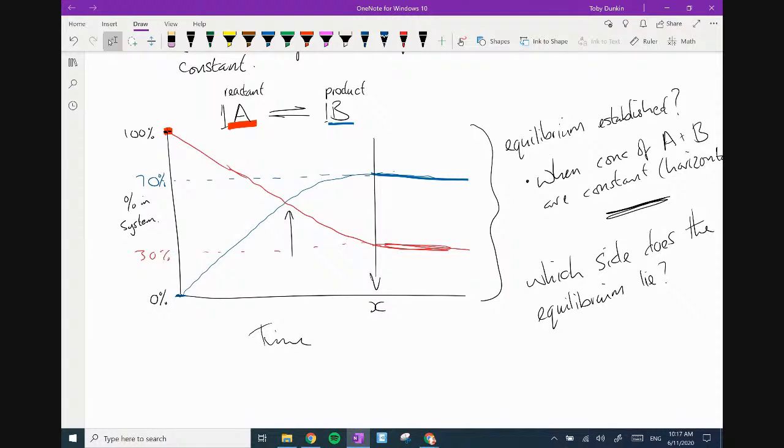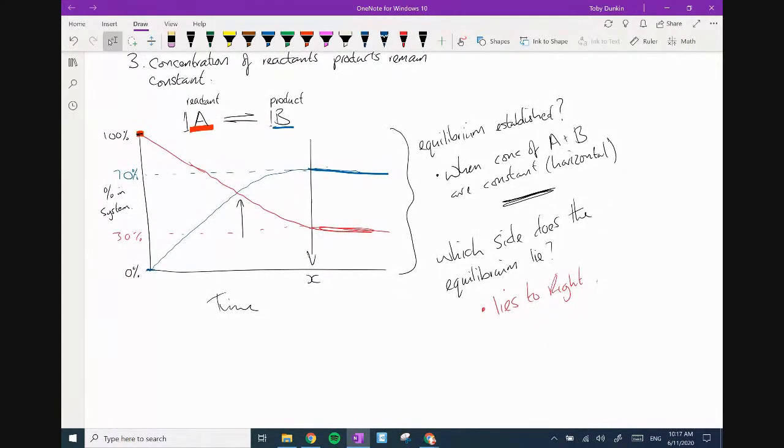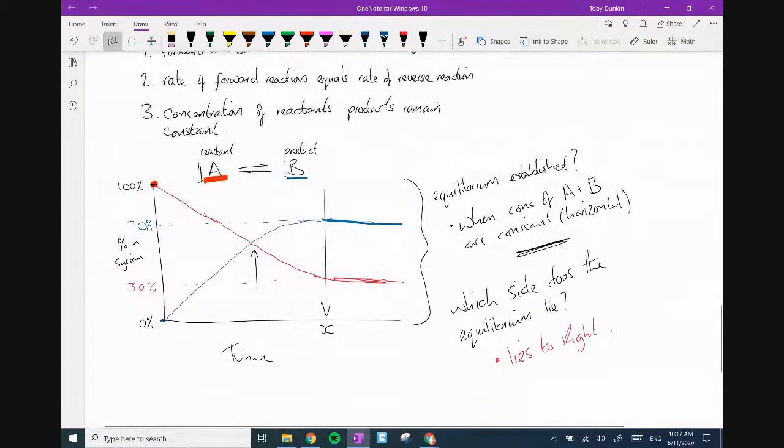The equilibrium lies to the right. It lies towards the product side. So the answer is: lies to the right. I wouldn't say heavily to the right, I'd just say it lies to the right. I mean, there's more product than there is reactant. Equilibrium lies to the right, lies to the product side. Seems reasonable.